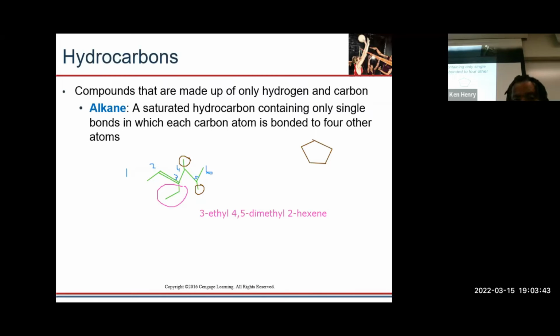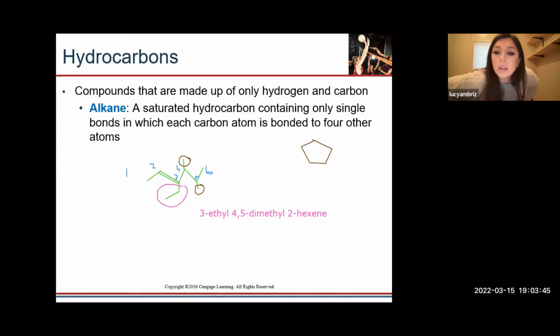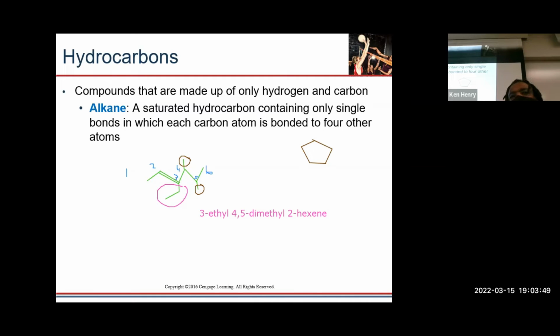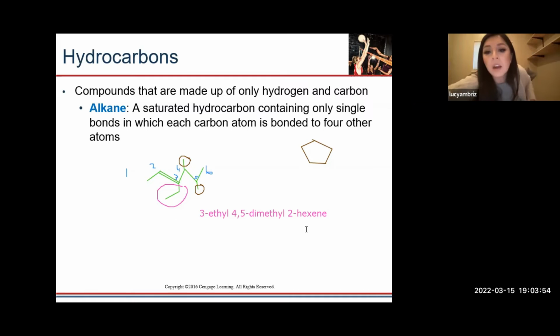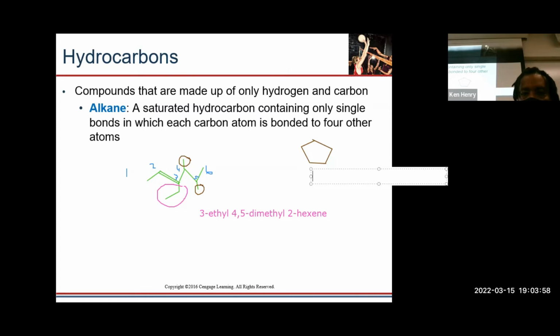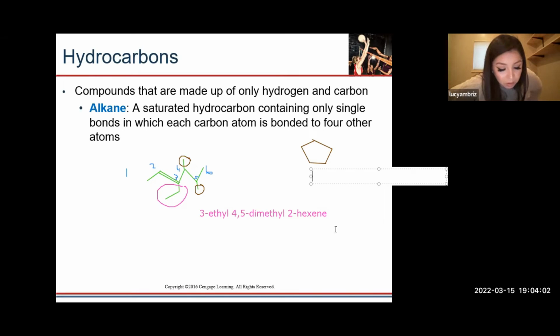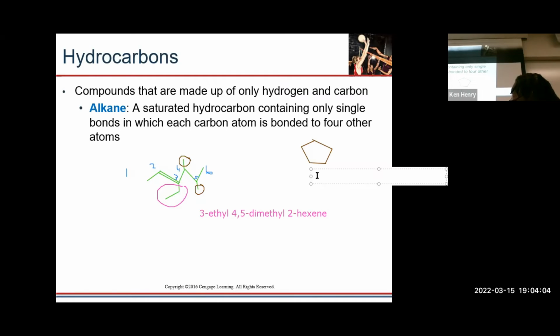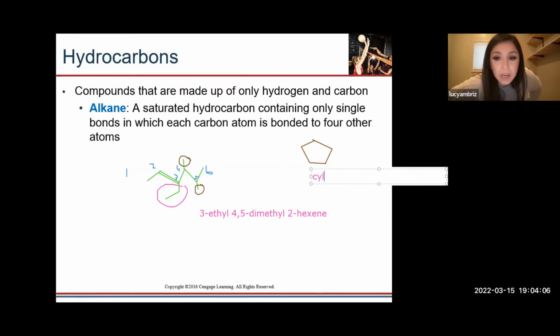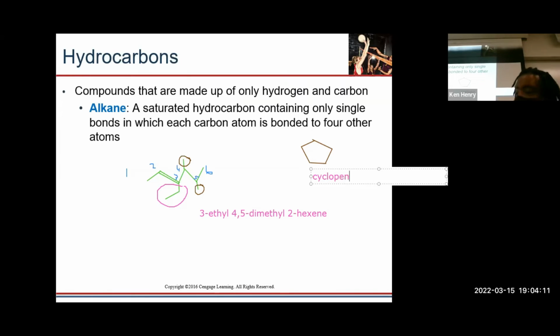Okay. Is that a cycloalkane? It is a cycloalkane. But what would be the name of the cycloalkane? So it has 5 carbons. So it'd be cyclo. So if I say cyclo, pentane. Cyclopentane.